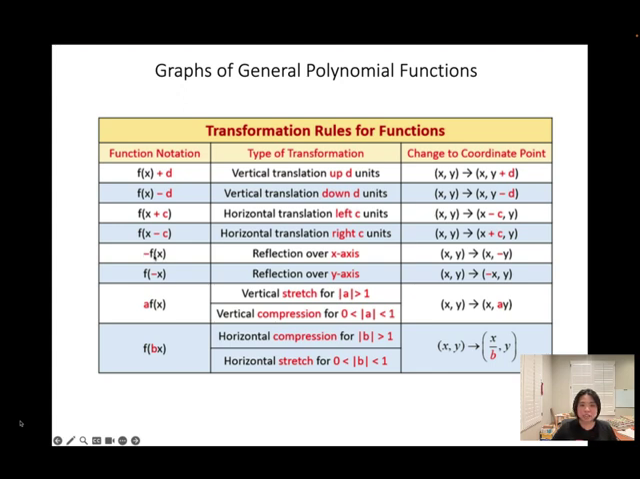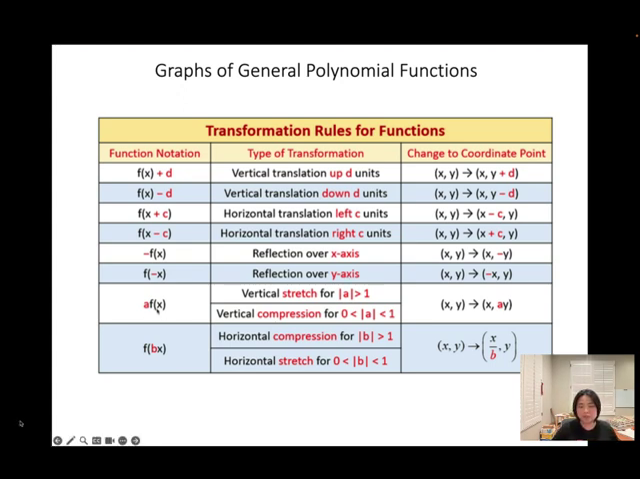Negative of f of x will be a reflection over the x-axis. If the negative is inside, so f of negative x, then there will be a reflection over the y-axis. You're looking at the y-axis and then there will be a reflection.